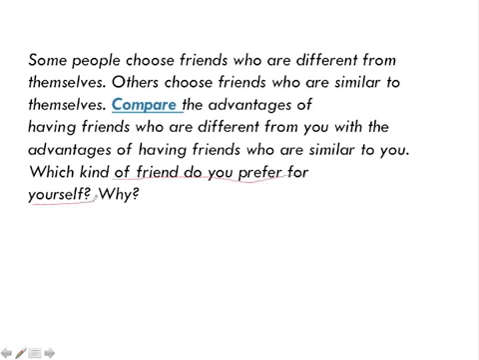So again, this can be kind of confusing to students. Oftentimes students may just think they have to make a preference, but instead they actually have to compare something. So look at this particular topic. Some people choose friends who are different from themselves. Others choose friends who are similar. Compare the advantages of having friends who are different from you to the advantages of having friends who are similar to you. Which do you prefer?